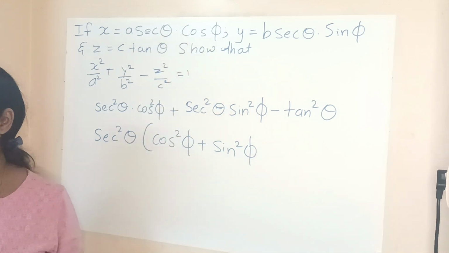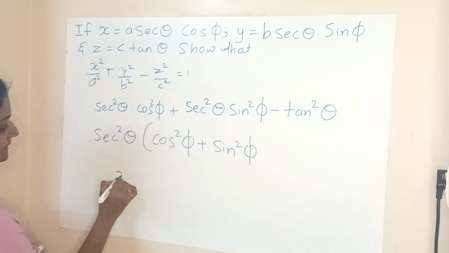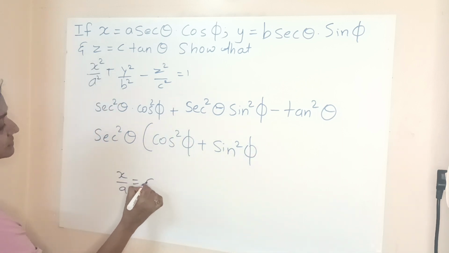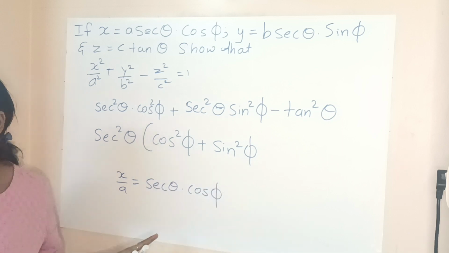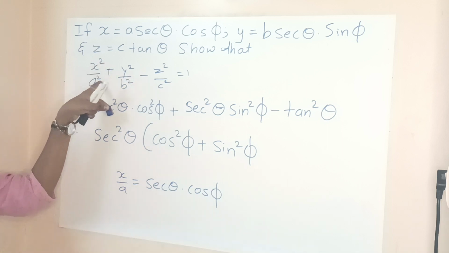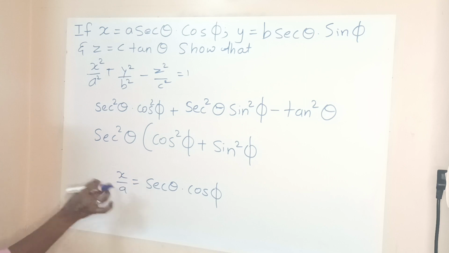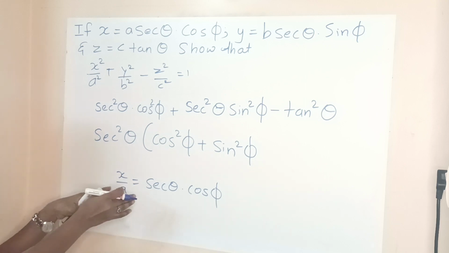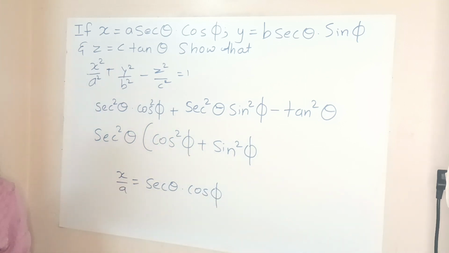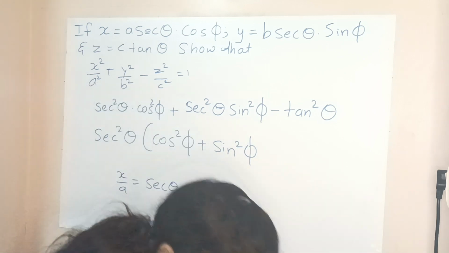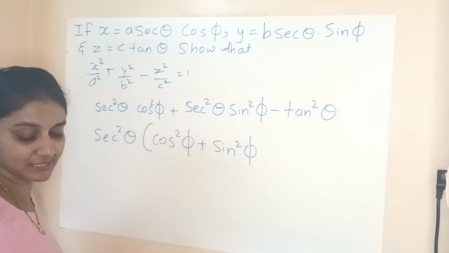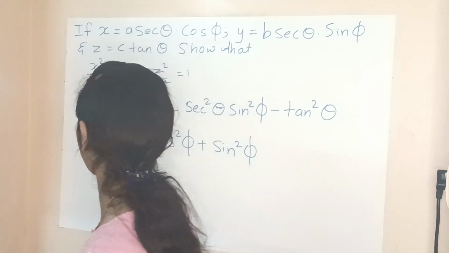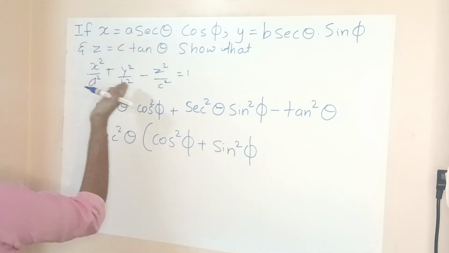Not followed? What was there? x by a is equal to sec theta into cos phi, right, Sharanya? Till here understood? They want x square by a square, that is the whole square of this fraction. If I am squaring on this side, I have to square here also. And then just substitute. It is like the m plus n sum. We have to make this like this and then just substitute.